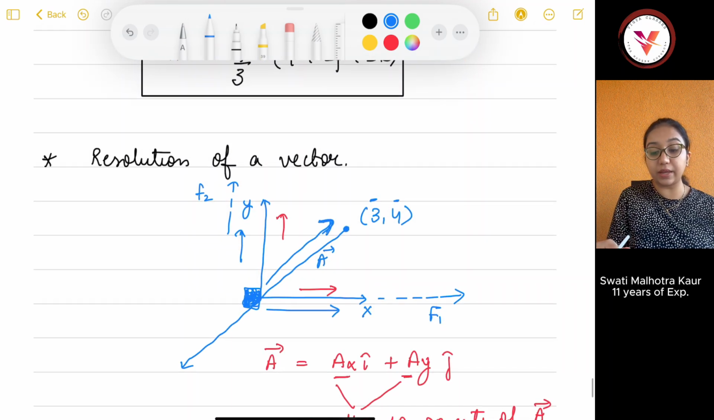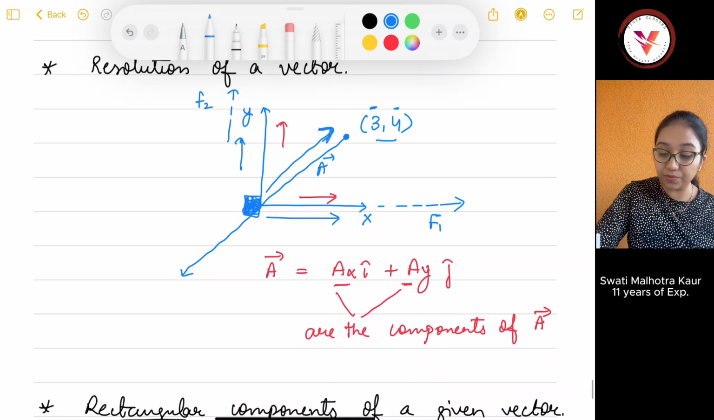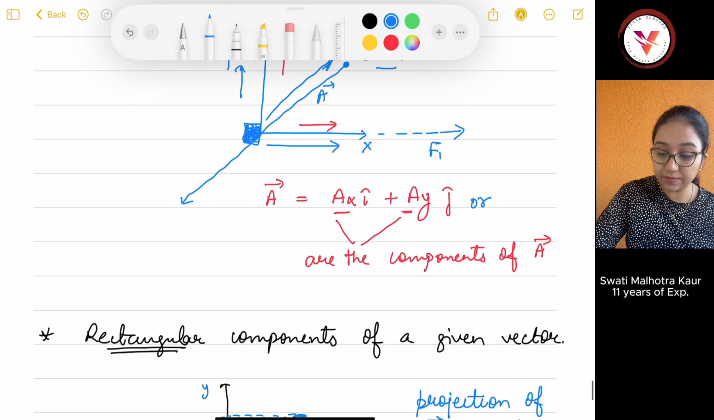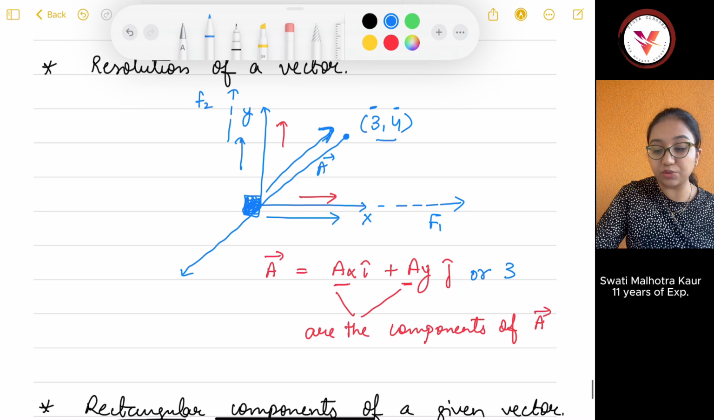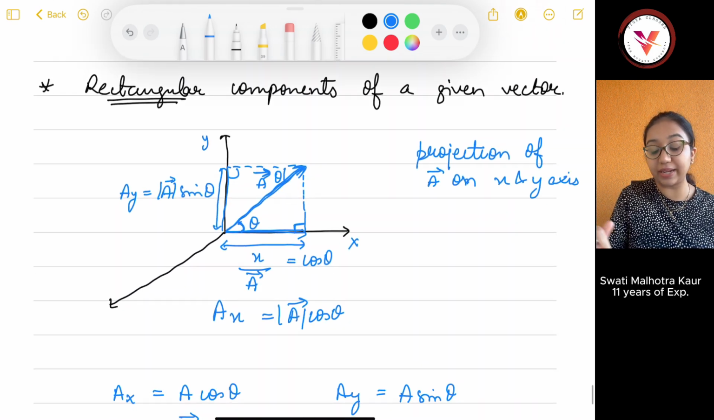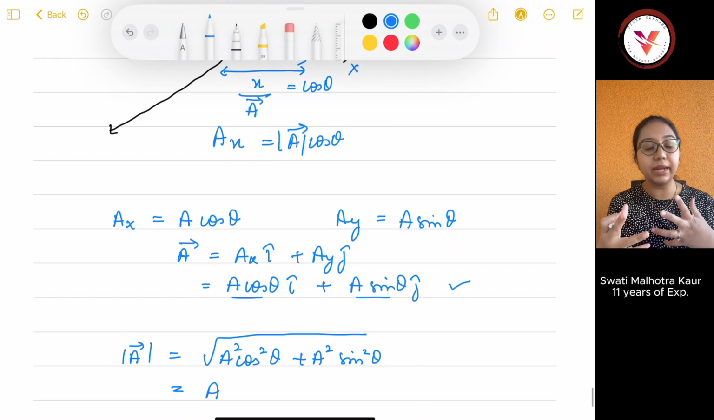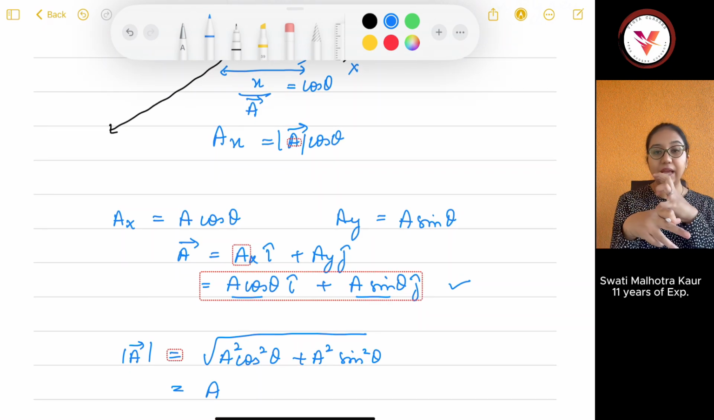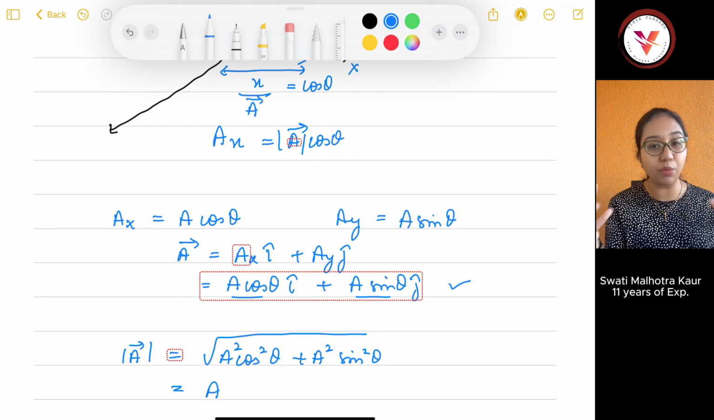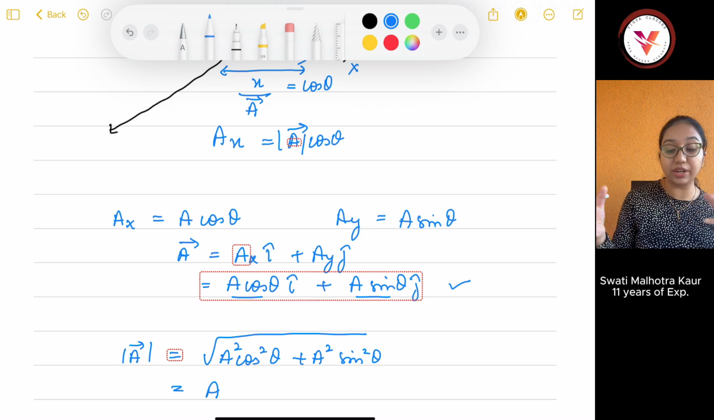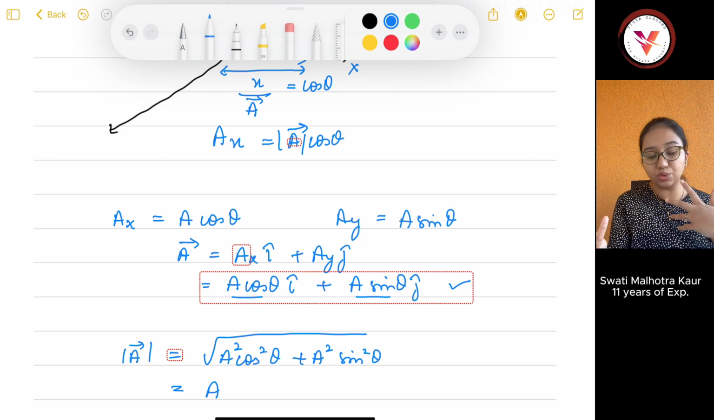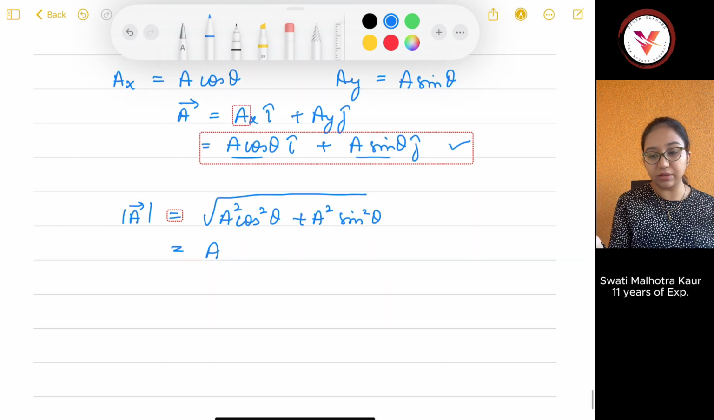If you are given in coordinate form, you can write it like this: 3 I cap plus 4 j cap. So they are different forms to write, but in totality it means that a given vector has different parts, different components along xyz direction, and when you combine them, it gives you the net A vector.